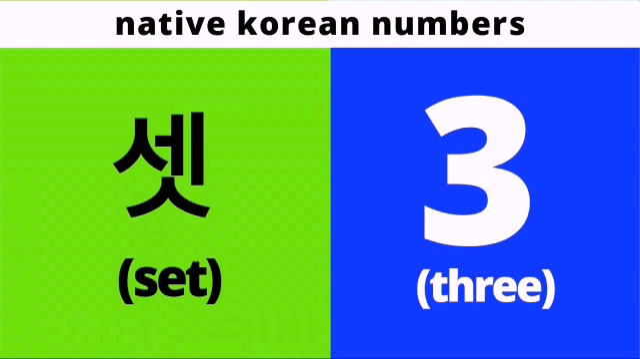Next is number 3. The native Korean version of number 3 is set. Pronounce it with me. Set. If you would notice, set is spelled with a set character at the third position. But take note that this is pronounced with a T sound.